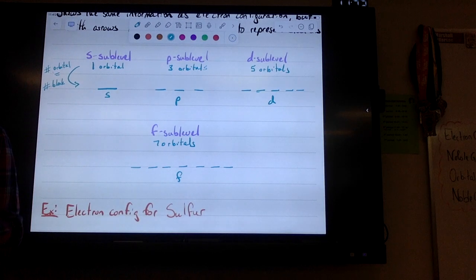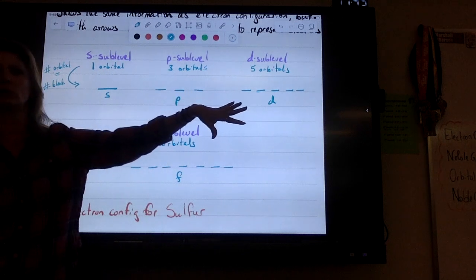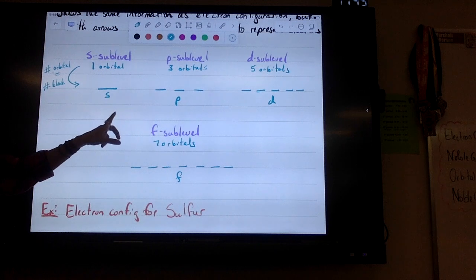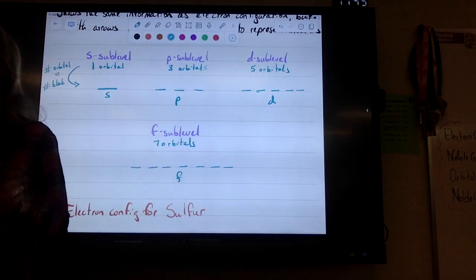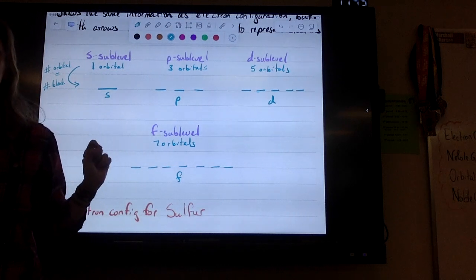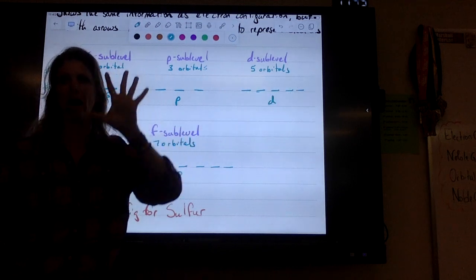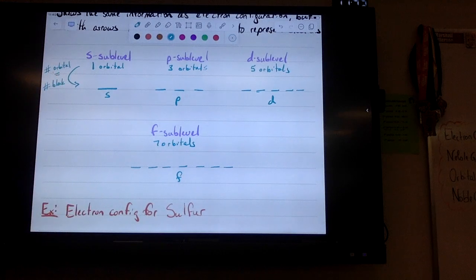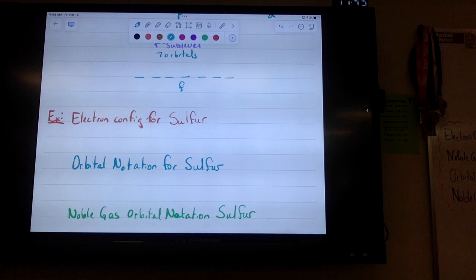Okay. So now we're going to learn how to use these, but before we do, I want to reiterate to you, an S always gets 1 blank no matter what, forever and ever, amen. P always gets 3, period. Even if you're not going to use them all, you're still going to draw 3 blanks. So D, even if you only use 3 of these blanks, you're still going to write 5 of them. And I'm going to show you exactly what I mean by that. All right, so before I do, let's write the electron configuration for sulfur. So write that real quick and then look up when you're done.